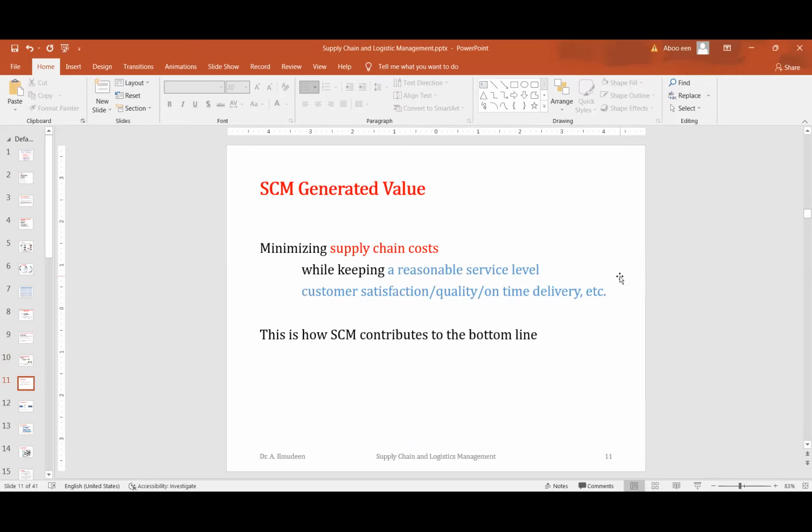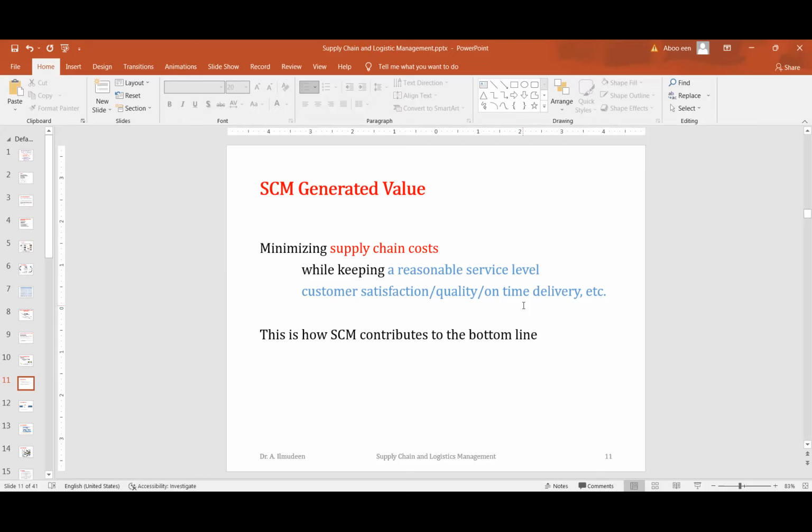So the value generated from supply chain management is minimizing supply chain cost while keeping a reasonable service level, customer satisfaction, quality, and on-time delivery. The ultimate purpose of the supply chain management system is minimizing the supply chain cost. That means they must have the distributors and the proper channel to get the raw materials, on-time procurement, on-time manufacturing, and on-time delivery of finished goods to the market.